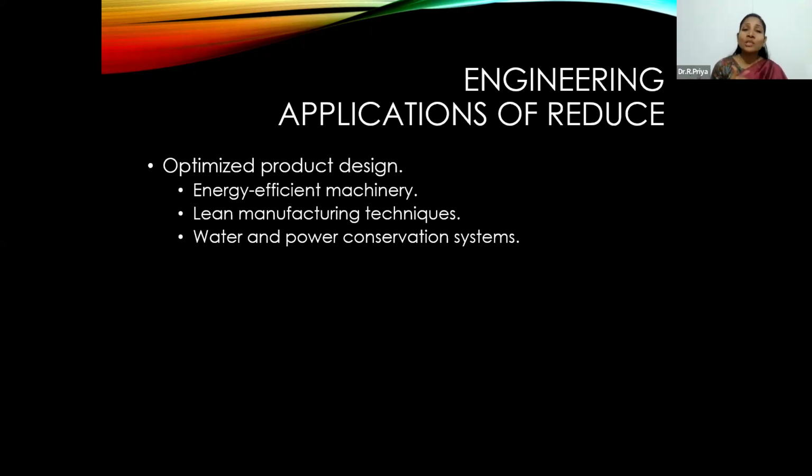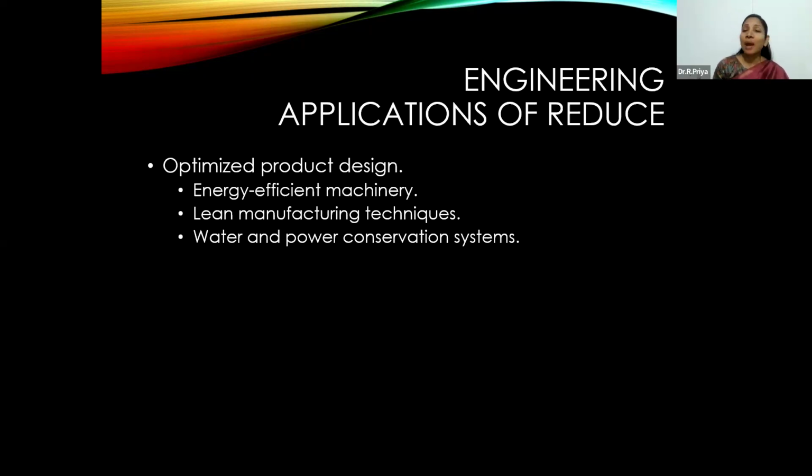Then second, the use of energy efficient machinery helps reduce power consumption in industries. You know that modern machines are designed to perform the same work using less electricity and fuel. For example, energy efficient motors, LED lighting in factories and automated systems help industries reduce the energy waste, lower electricity bills and reduce the carbon emissions.